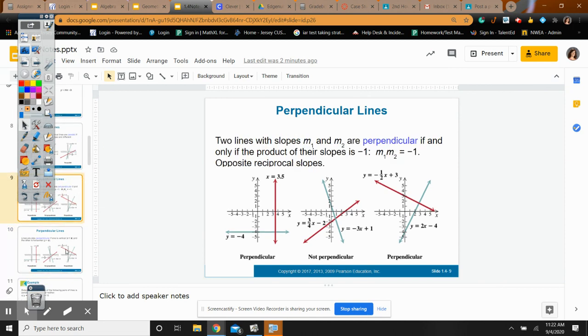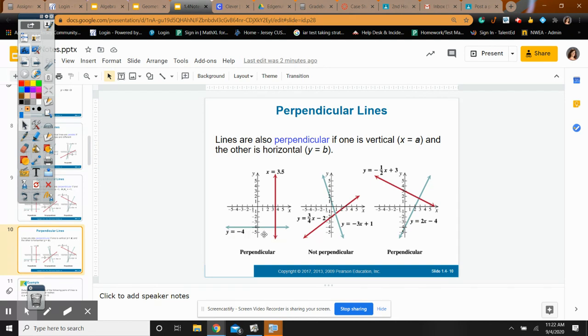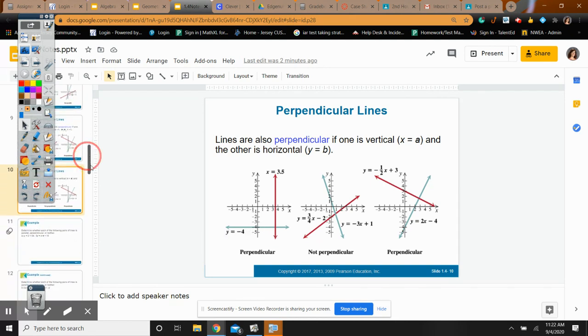Was that the same slide twice? Oh, they're talking about vertical and horizontal lines being perpendicular to each other as well.